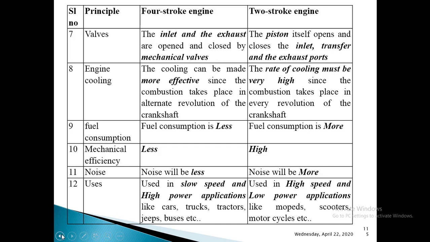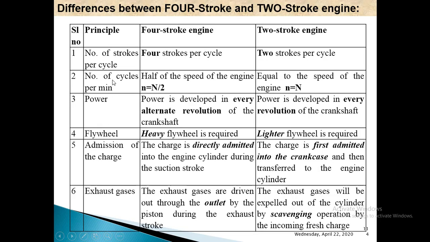What I would like to tell you is, if you remember these parameters, we can write a minimum of 10 differences between the 4-stroke and 2-stroke. It is very easy to remember. First, you can remember the number of strokes per cycle. It is 4 strokes in the 4-stroke engine, 2 strokes in the 2-stroke engine.